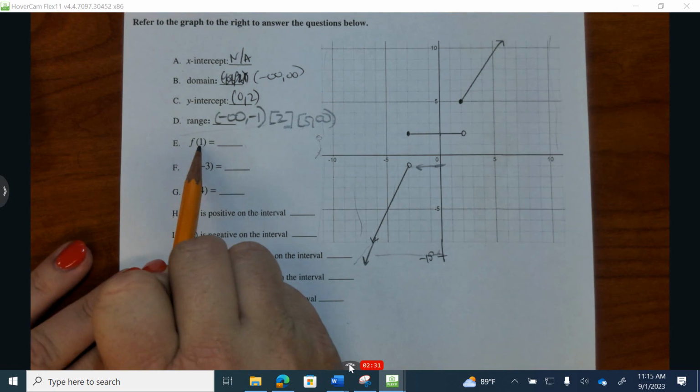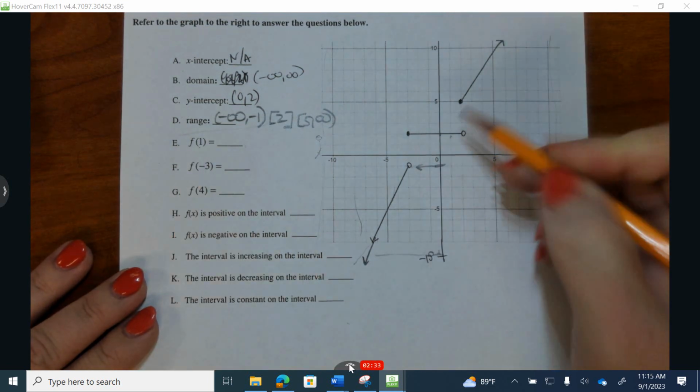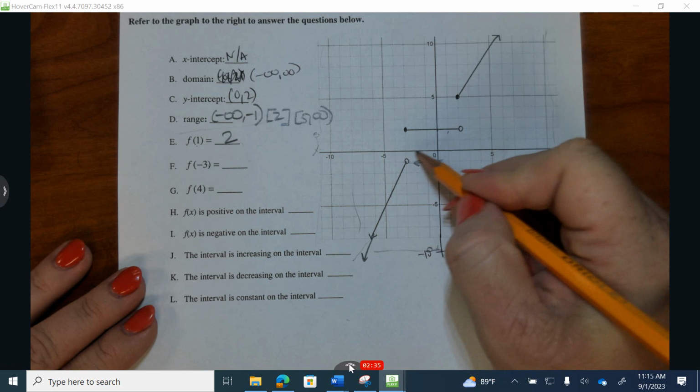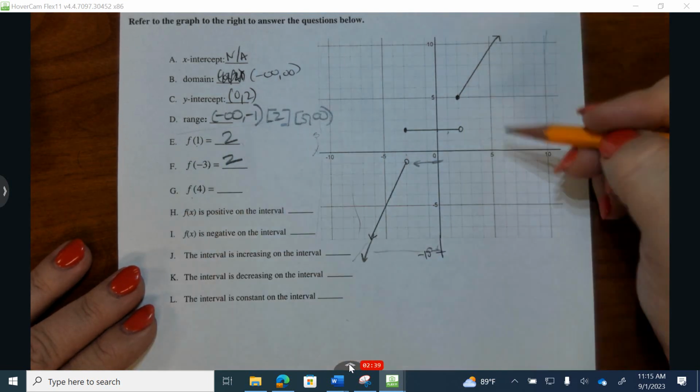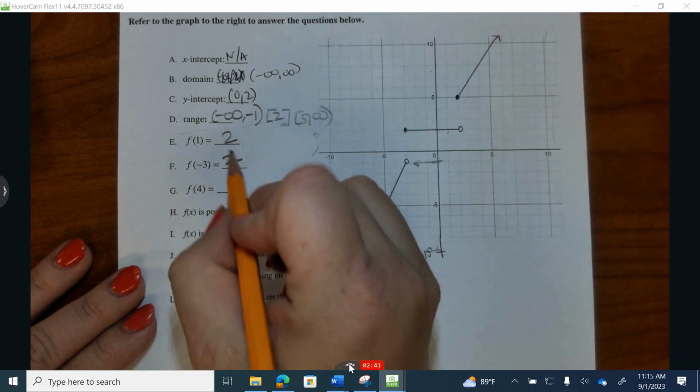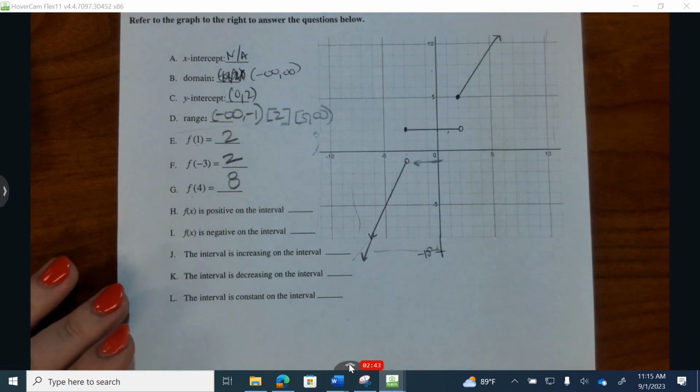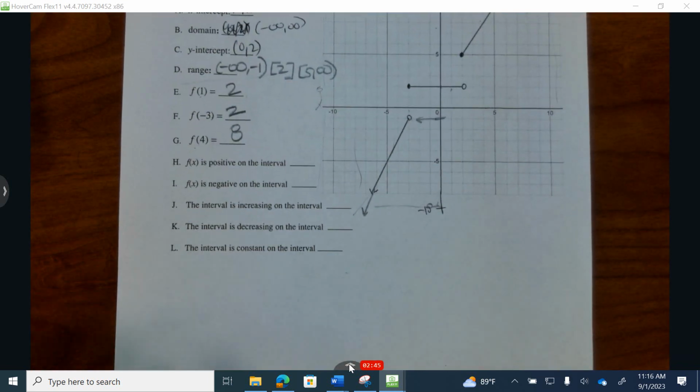Okay, let's do mapping. I go to 1, 1 maps onto 2. I go to negative 3, maps onto 2. I go to 4, 4 maps onto 8. If you see me make a mistake, please let me know. Okay, let's go down below.